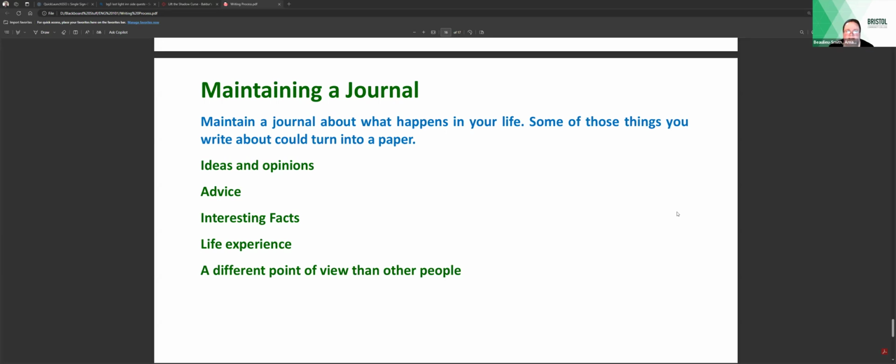Another type of pre-writing technique you can use is maintaining a journal. Maintain a journal about what happens in your life. Some of these things that you write about could be turned into a paper. It could be ideas and opinions, advice, interesting facts, life experience, a different point of view than other people. Basically, a journal can help you think of things that you are concerned about. Remember, during the semester, you are going to be writing a paper about a social issue of concern to you. So, keeping a journal could actually help you with that.